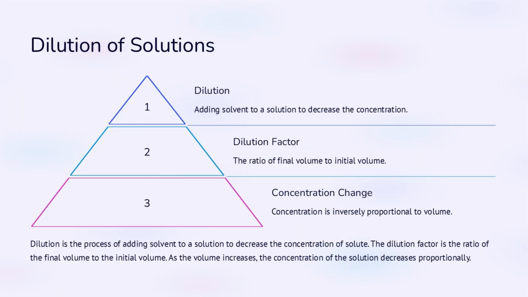Dilution is the process of adding solvent to a solution to decrease the concentration of the solute. The dilution factor is the ratio of the final volume to the initial volume. As the volume increases, the concentration decreases proportionally. Concentration is inversely proportional to volume. When volume goes up, concentration goes down. This slide provides an overview of the key concepts related to dilution of solutions.